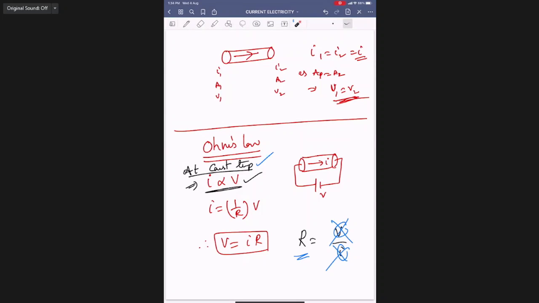It depends on the dimensions of the material, the nature of the material, and temperature. So three factors: R depends on temperature, the nature of the material, and the physical dimensions. These three factors do not depend on V and I. It is only an empirical relation, just formula type. V by I ratio is called R. That's it, but it never depends on either V or I. Got it?